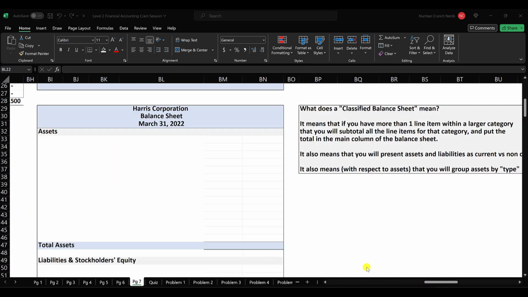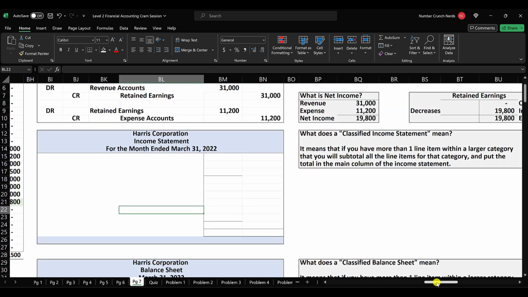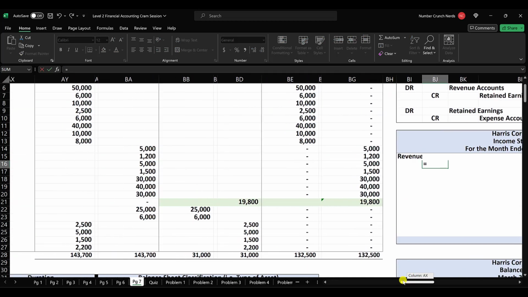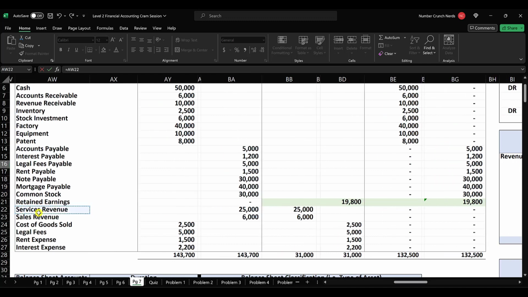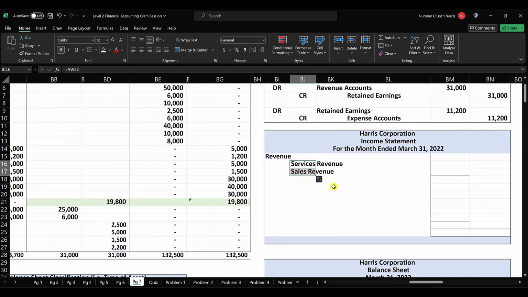So let's get started building our classified income statement. So here it is. The first thing that is going to go on any income statement is going to be revenue. So we're going to put that there. And if you recall, we actually have two different kinds of revenue on this particular company. We have the services revenue and the sales revenue. So this is going to be what it means to subtotal. When you have multiple line items in the same category, we're going to subtotal them together. So in this case, we have this line item and this line item within the revenue category.